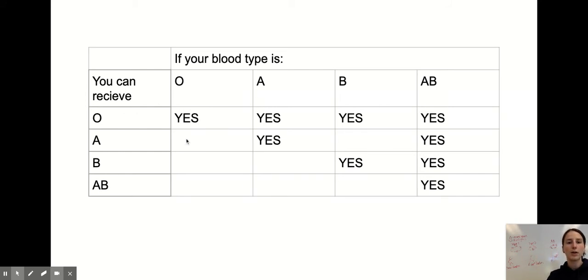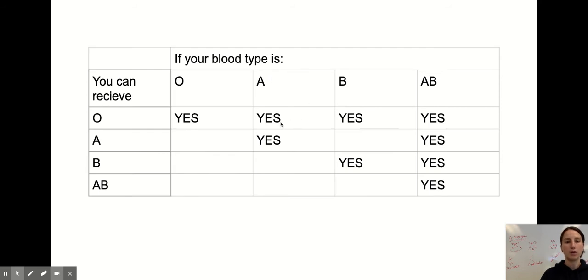If you're O-type and you get A-type blood, you will make A antibodies, your blood will clot and you may die. If you're O-type blood and you receive a B-type blood donation, you are going to make B antibodies, blood will clot, you'll die. If you're O and you receive AB, you're going to make both A antibodies and B antibodies, clotting of blood, not good. Okay, so that's O-type blood. You can only receive O-type blood from a donor.